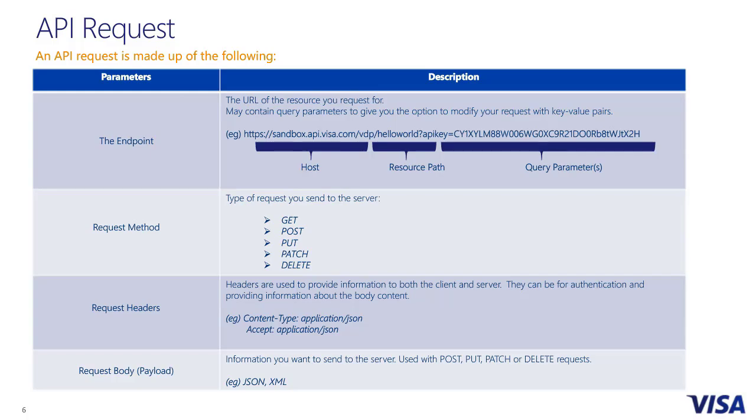And finally, we have the request body, which is nothing but your payload. So it's basically just the information that the client wants to send to the server. Your request payload can be of any type, but mostly on VDP, we use JSONs or XMLs, which are listed as examples here.